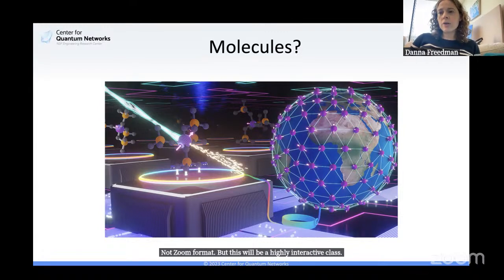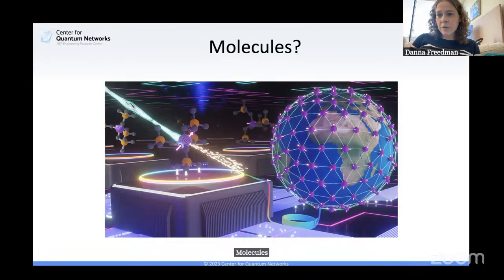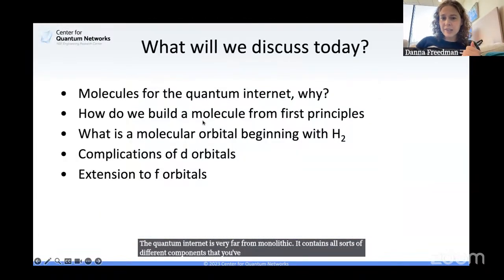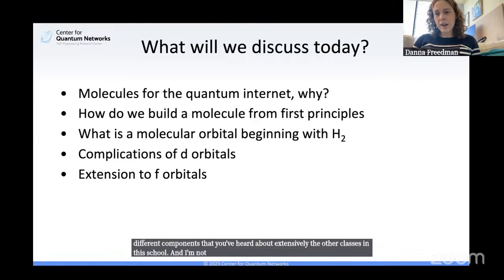But this will be a highly interactive class. So what's the role of molecules in the quantum internet? In a very simplistic way, molecules expand our design platform. Molecules give us control over a lot of different parameters. The quantum internet is very far from monolithic. It contains all sorts of different components that you've heard about extensively in the other classes in this school. And I'm not going to retread any of that ground.